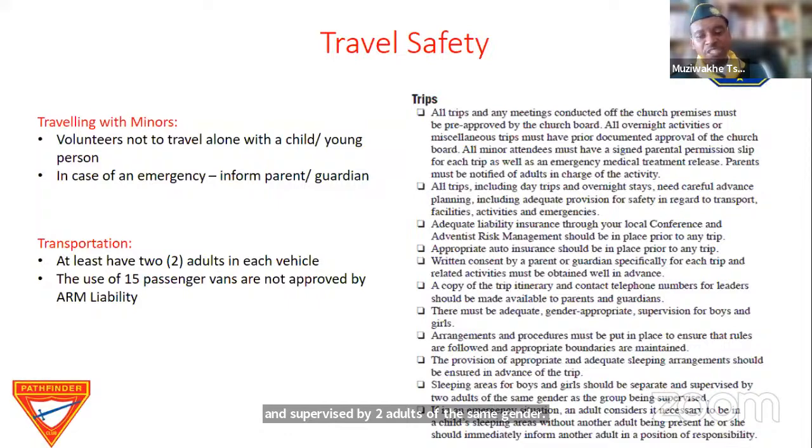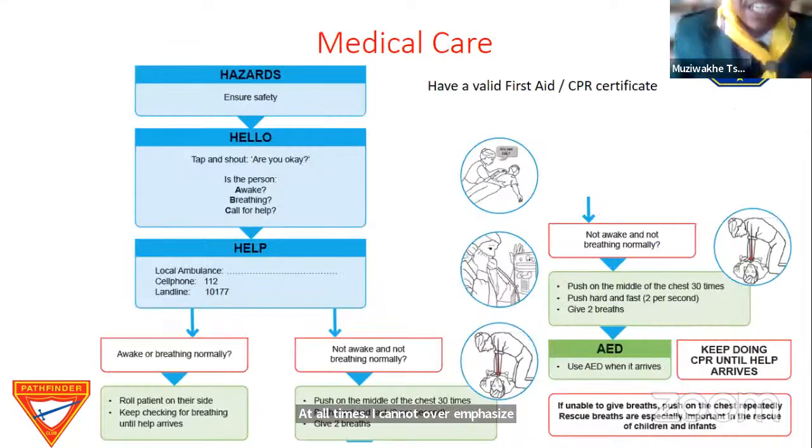And if an emergency situation arises, and an adult considers it necessary to be in a child's sleeping area without another adult being present, he or she should immediately inform another adult in a position of responsibility. So we need to ensure that at all times there is open communication, and this issue of 2 adult supervision is adhered to at all times. I cannot overemphasize these points, my beloved leaders.